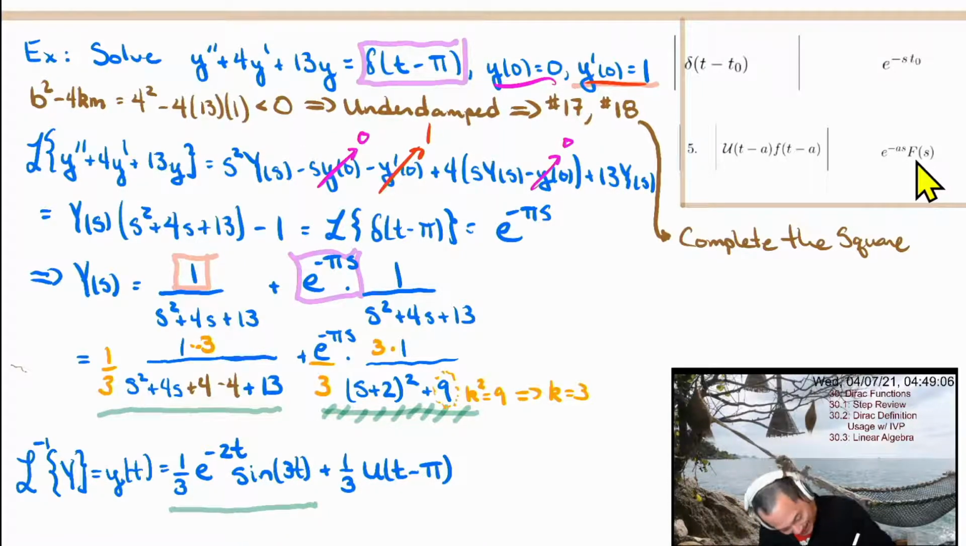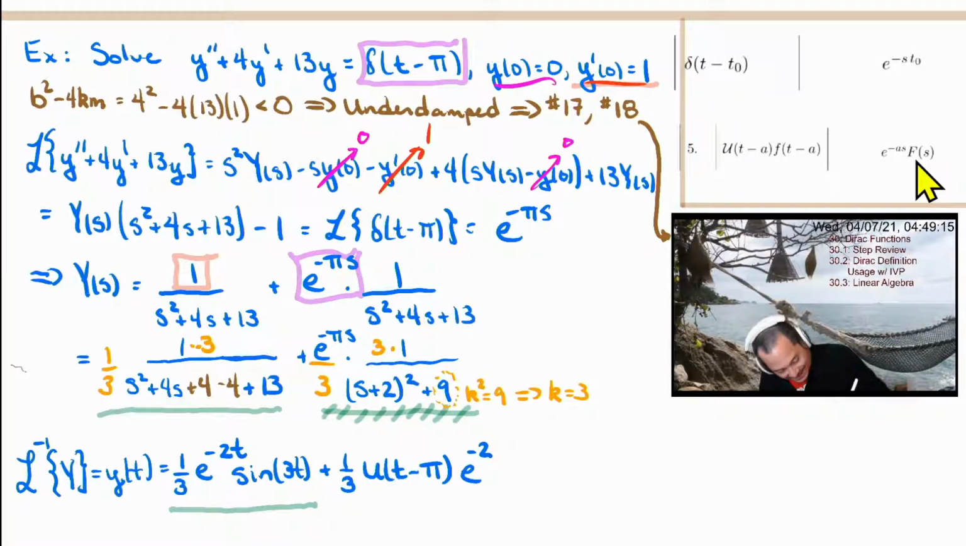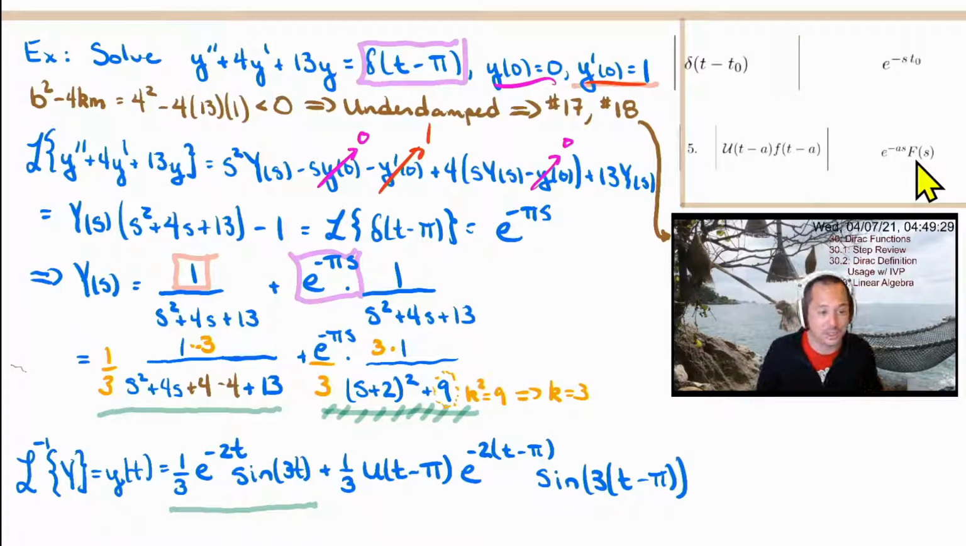And so what do I get? I get e to the negative 2. That would normally be a t, but this function has been shifted over pi seconds in time, so I get a negative 2 times t minus pi. And then I get the sine of 3, not t, but t minus pi, because this is the underdamped motion, which has been time delayed pi seconds, because it is the response of the system to the hammer hit, which is represented by the Dirac function.